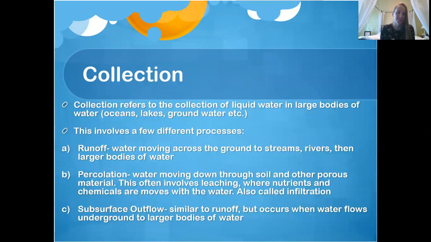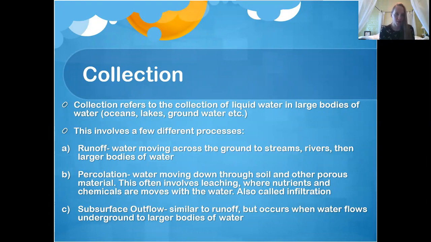And then collection, this is the term that might be new to you. This is just when liquid water that is on Earth's surface collects in large bodies of water, including oceans, lakes, and groundwater. And this involves three different processes: runoff, percolation, and subsurface outflow.